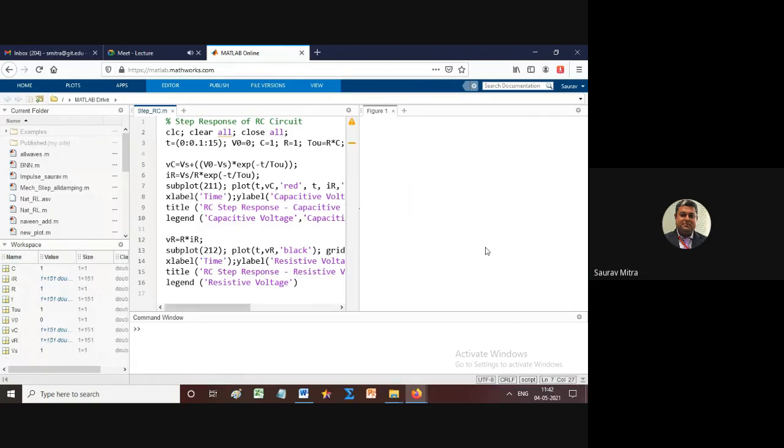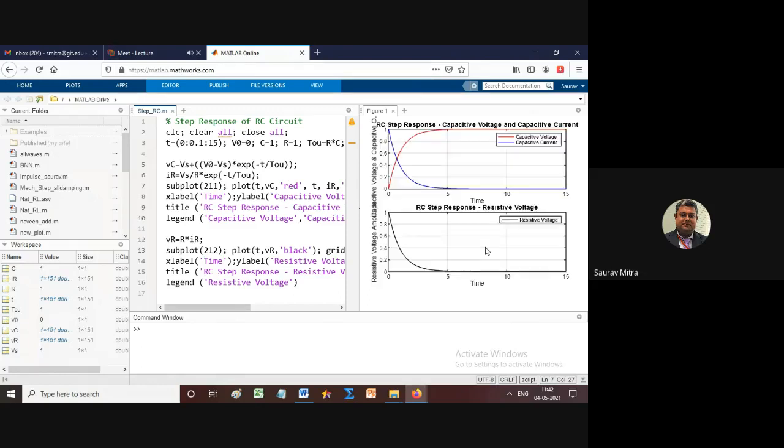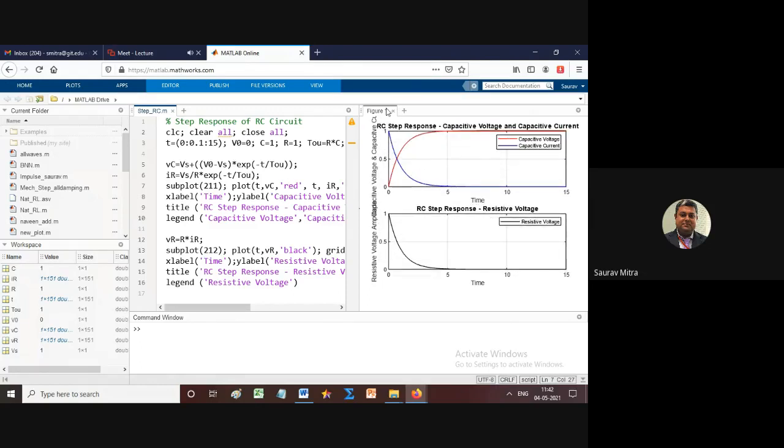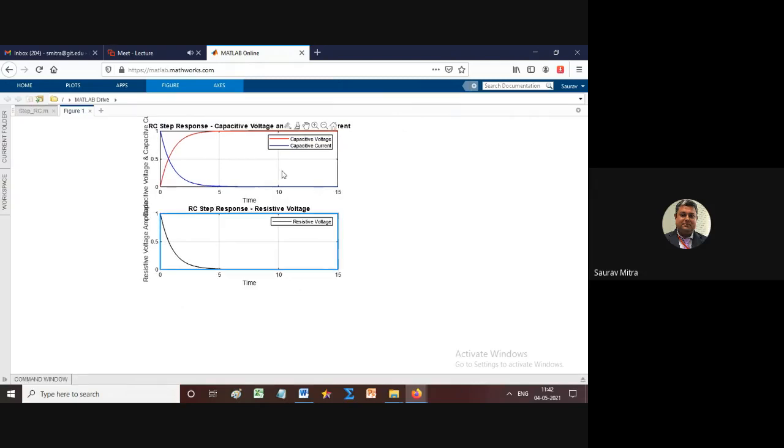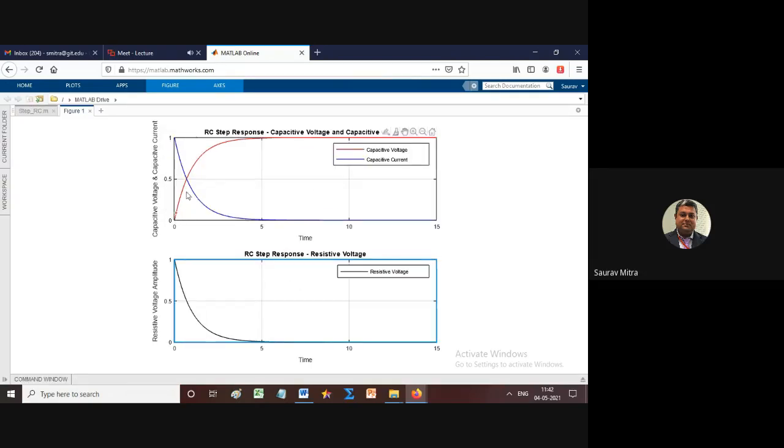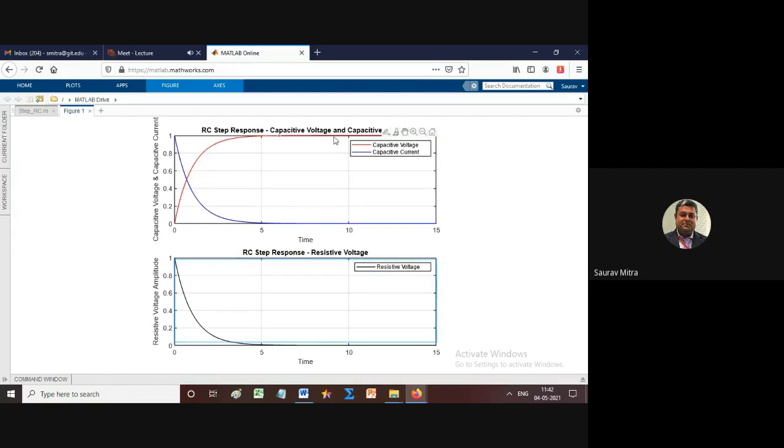So what we are doing is step response of RC circuit. Externally we have connected a step voltage of 1. You can find that this capacitor also is charging to step voltage of 1. This is the first thing you have to see. Red is the capacitive voltage and blue is the capacitive current. Initially the capacitance was short circuit, that's why current was maximum. As time is going by, capacitance is becoming open circuit, so that's why this current is falling. Capacitor voltage and capacitor current are opposite in nature. This is the first thing you can find.